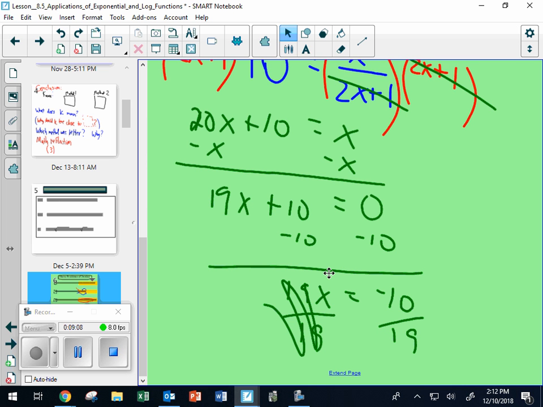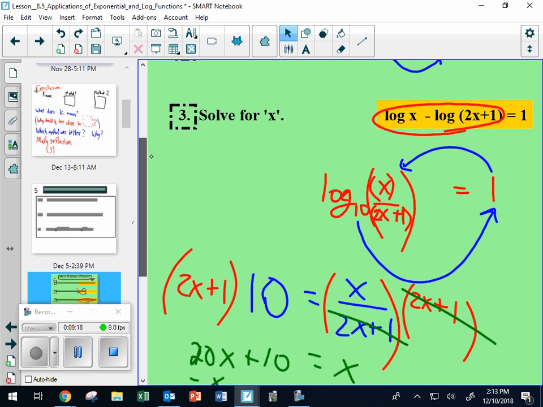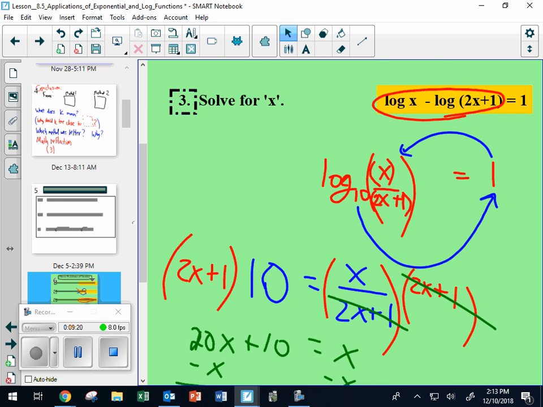Oh, wait. I know enough to watch out for negative answers. Do you? Let me go back up to the original problem. I just said that x should equal a negative number. But it's the argument. You can't have negative numbers there.